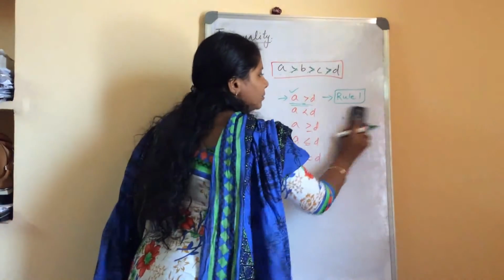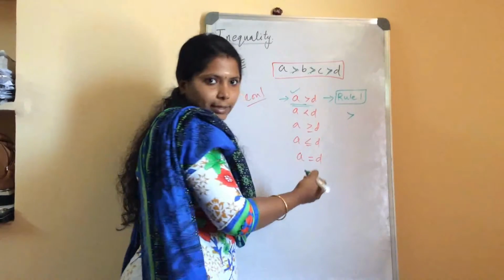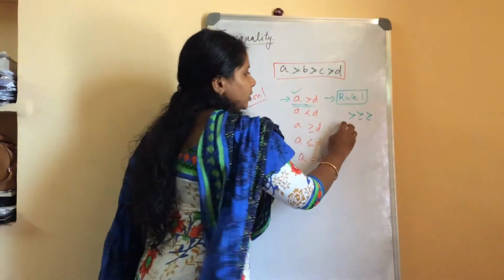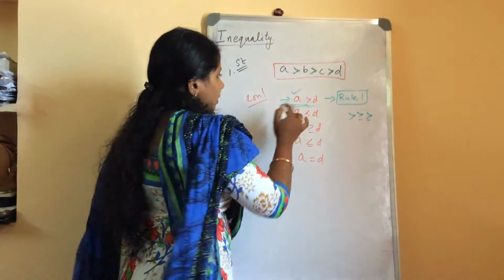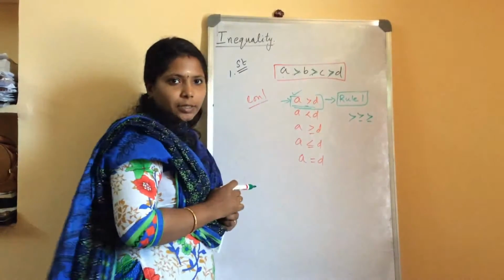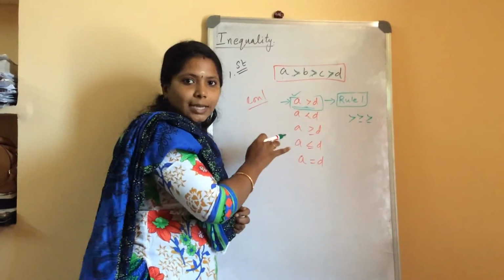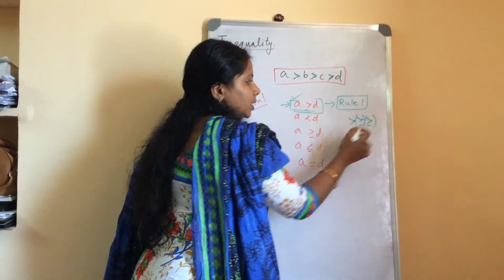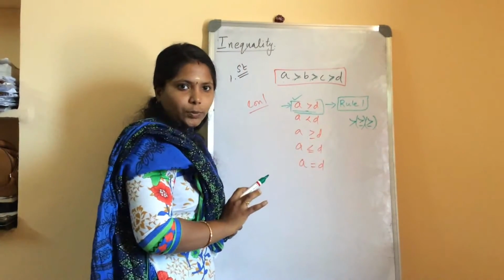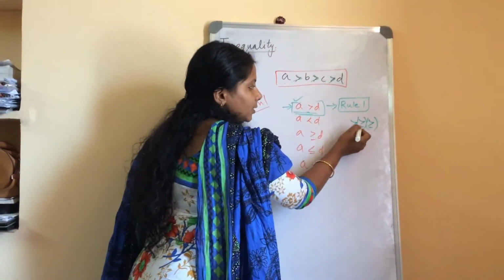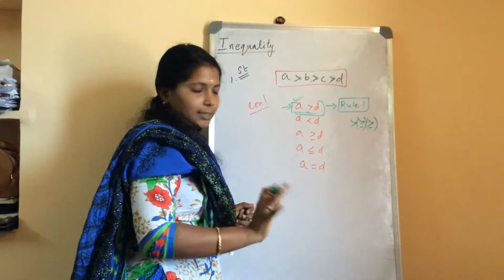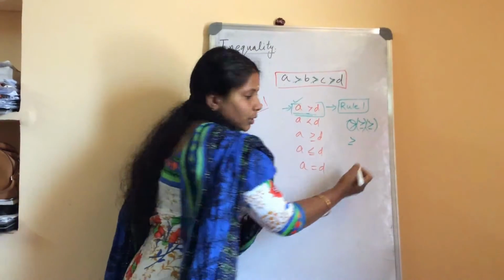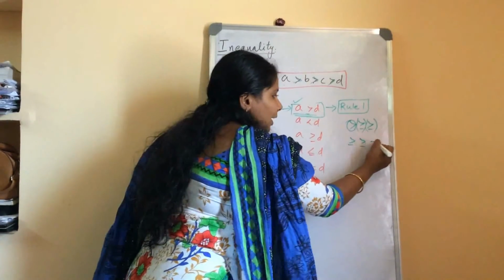Let's see. You have this in the statement: greater than or equal to, greater than or equal to. If the statement is like this and the conclusion is A greater than D, then also this conclusion is true. Don't worry, don't consider this greater than or equal to. Okay. See, if you have greater than or equal to, greater than or equal to, don't consider it. You should only consider the greater than symbol. If you have greater than or equal to, greater than or equal to, then equal to.